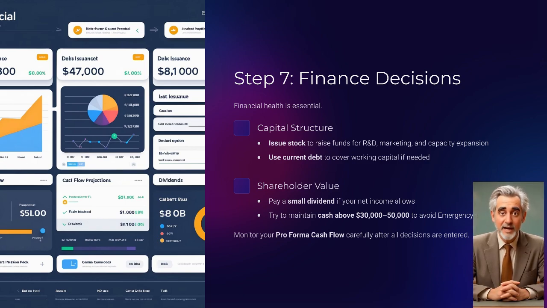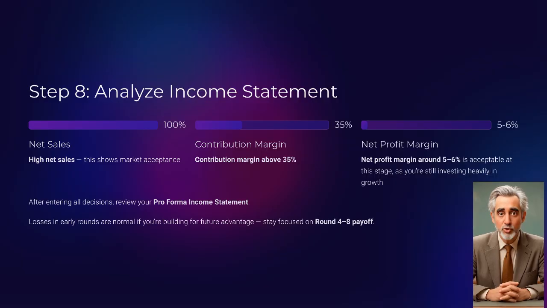Step 8. Analyze income statement after entering all decisions. Review your pro forma income statement. Here's what you want to see: high net sales. This shows market acceptance. Contribution margin above 35%. Net profit margin around 5 to 6% is acceptable at this stage, as you're still investing heavily in growth. Losses in early rounds are normal if you're building for future advantage. Stay focused on the round 4 to 8 payoff.